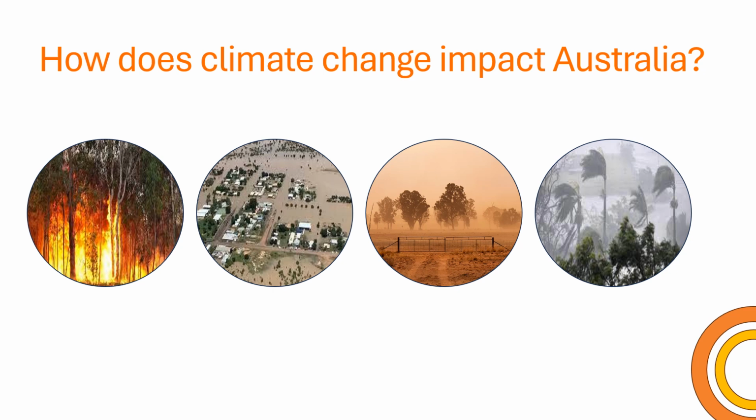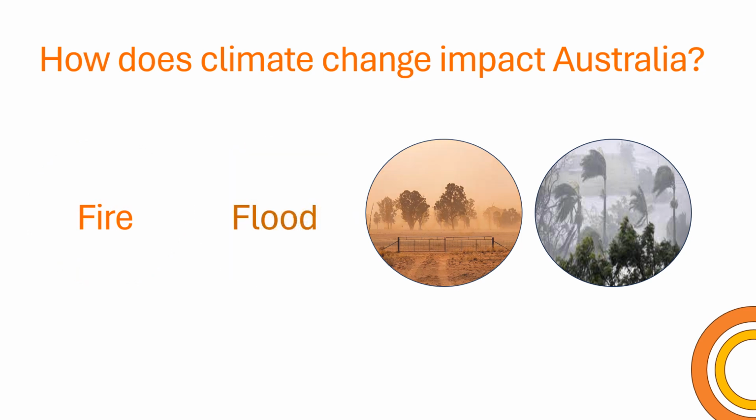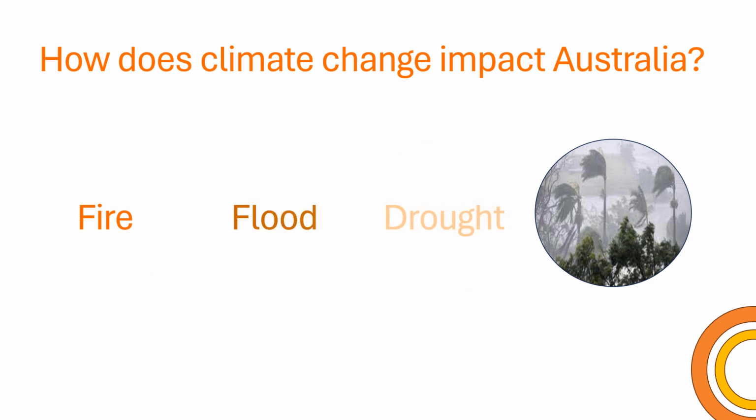How does climate change impact on Australia and the lives of people living in this great nation? In recent times, there have been a number of notable events and natural disasters that many experts have attributed to climate change. These include fires, floods, droughts, and increased storm activity.